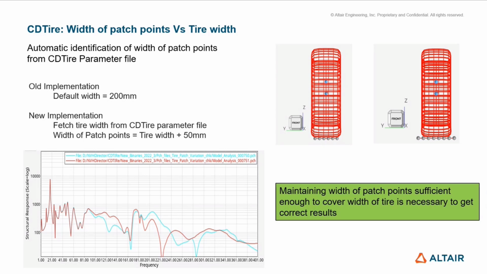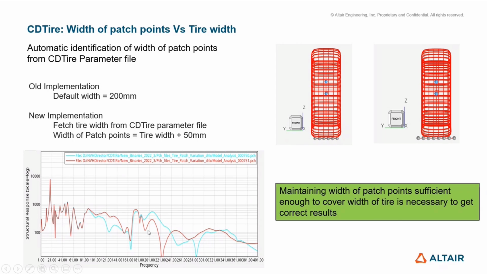And we have seen cases where this width was insufficient. So we were ending up in a situation where the patch points were not able to cover the width of the tire. Ideally we need a situation like this, where the width of the patch points is able to cover the width of the tire properly. And in some cases where the tires were bigger, it was not happening. And you can see the difference in the result.